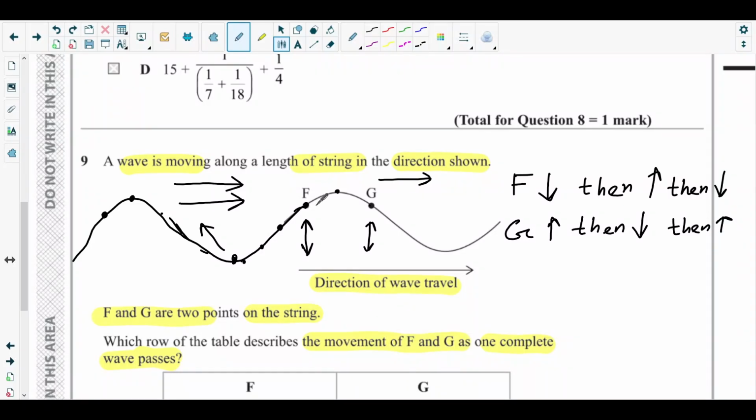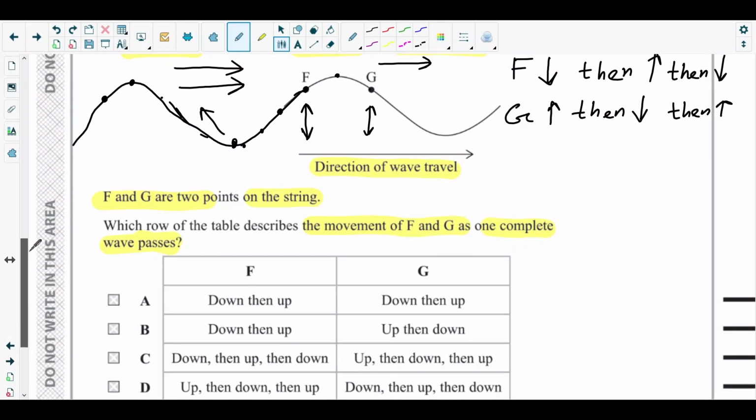Basically the point G is not moving to the left or to the right. Point G remains at its own position, but the previous part of the wave is progressing to the right side. So as it progresses to the right side, point G will move up and then move down and then again up. For point F, it will move down, then up, then again down.